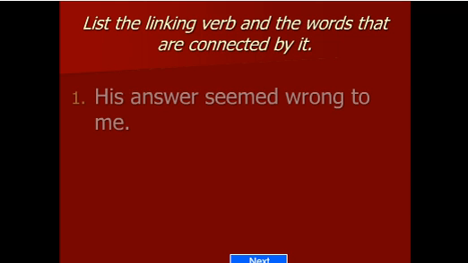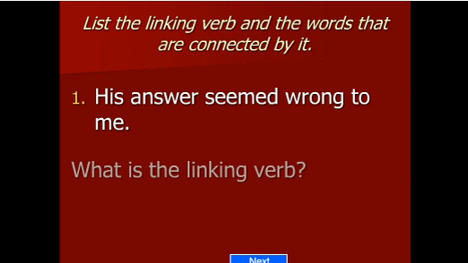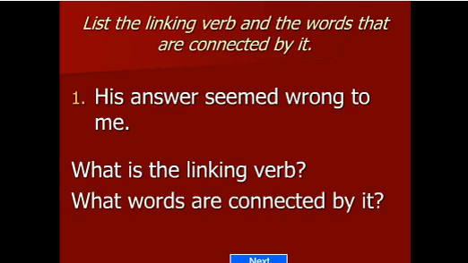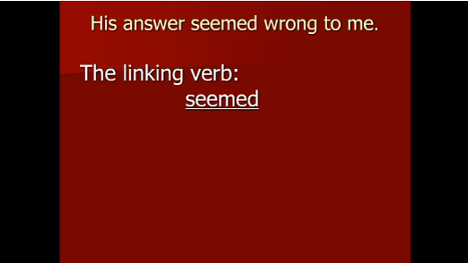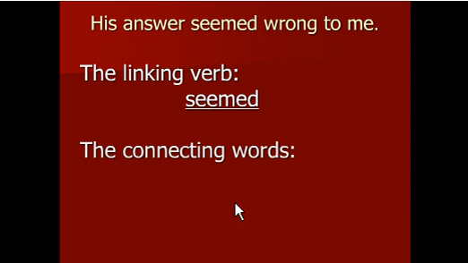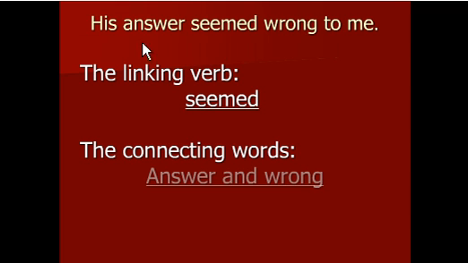Again, his answer seemed wrong to me. The linking verb and the words that are connected. Did you guess seemed? And seemed how? The answer seemed wrong.